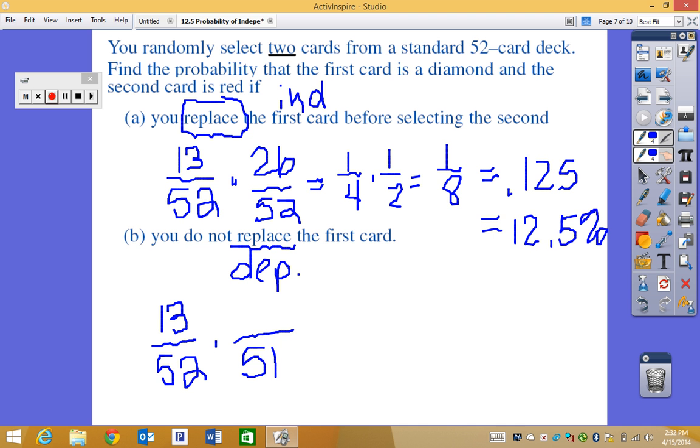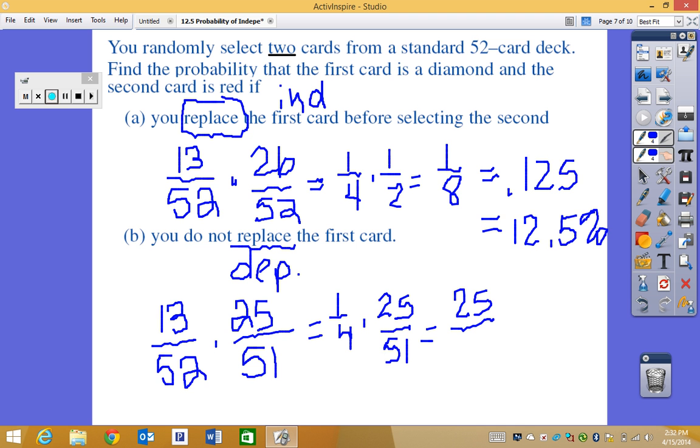The diamond is also a red card. So now, instead of being 26 red cards, since I took a diamond out, there will be only 25 of them. That's going to be 1/4 times 25 over 51. That comes out to be 25 over 204, which is approximately equal to 0.123, or 12.3%.